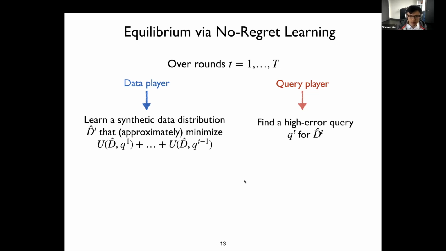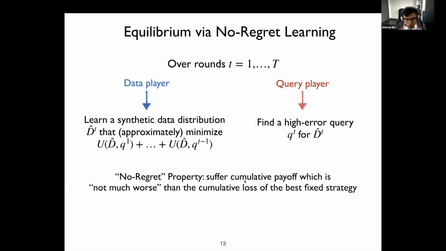And the rounds will happen again, and the data player will update based on QT as well. So no regret sort of means the following property. I won't define it formally, but if you think about this sequential decision-making problem carried out by both the data player and the query player, you would like both of them to satisfy the following property. They should suffer a cumulative loss which is not much worse than the cumulative loss of the best strategy. Sorry, the payoff should be loss here to pattern match.